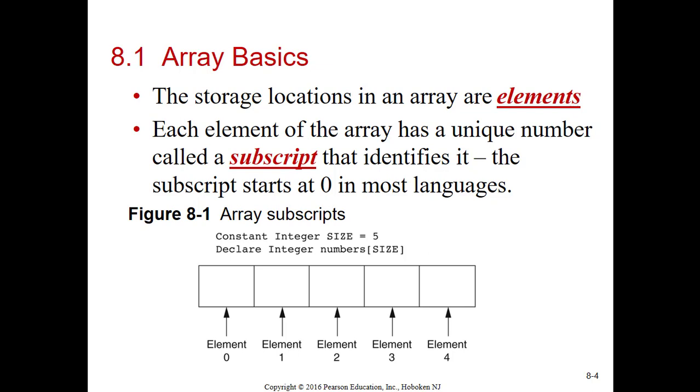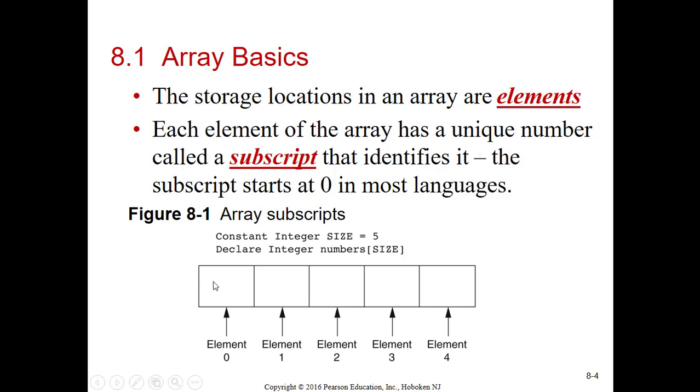Here's an example of what memory will look like. You have a constant for integer size equals 5. And then on your declare statement, instead of putting 5, you're putting in the variable. The reason you do this constant is because if later on they want you to change it to 15, you just go to the variable and change the 5 to 15. And every time you reference size, it's going to do 15 instead of 5.